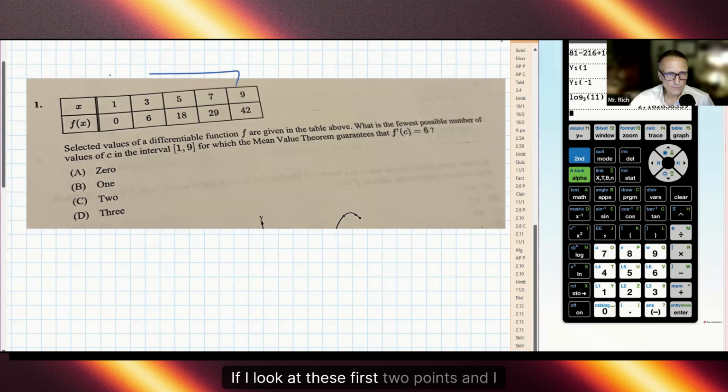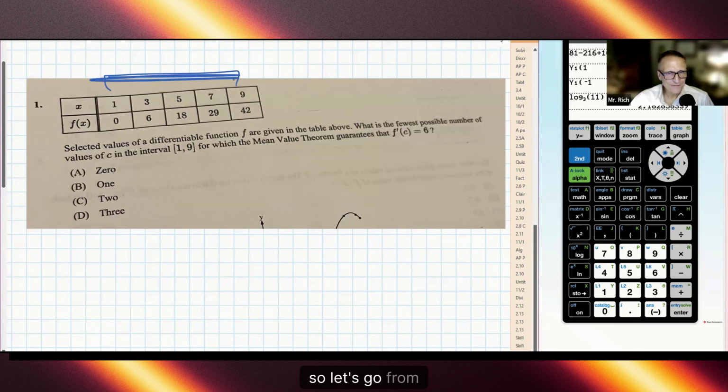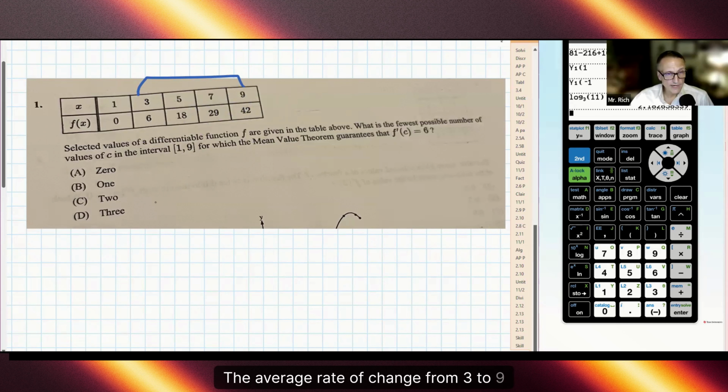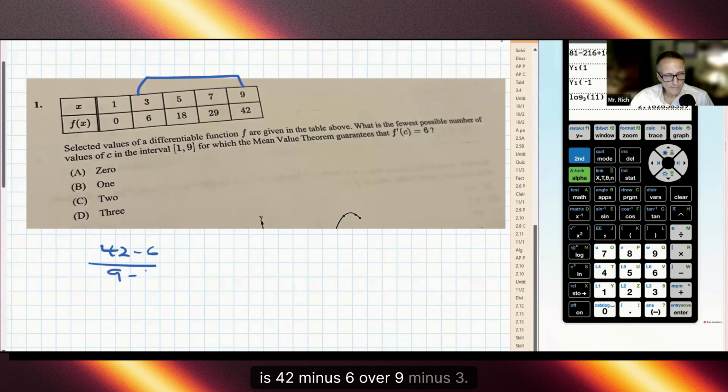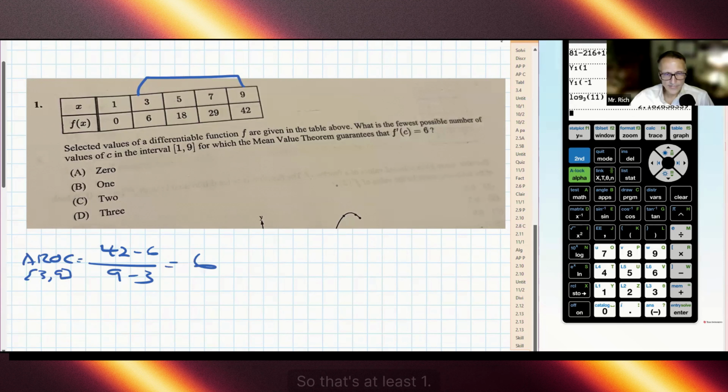If I look at these first 2 points and I calculate the slope, which is the average rate of change, that would be 42 minus 0 over 9 minus 1. That's not 6. Okay, so let's go from 9 to 3. That would be 36 over 6. So anyways, that looks like I definitely have 1, right? The average rate of change from 3 to 9 is 42 minus 6 over 9 minus 3, which is 6. So that's at least 1.